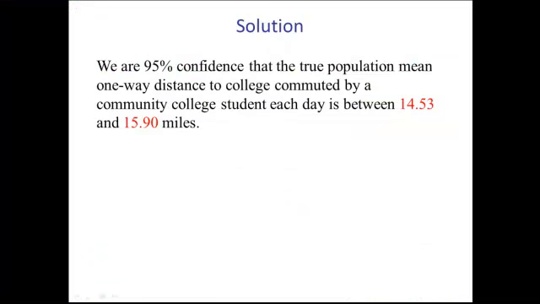To interpret this confidence interval, we would say we are 95% confident that the true population mean one-way distance to the college commuted by a community college student each day is between 14.53 and 15.90 miles.